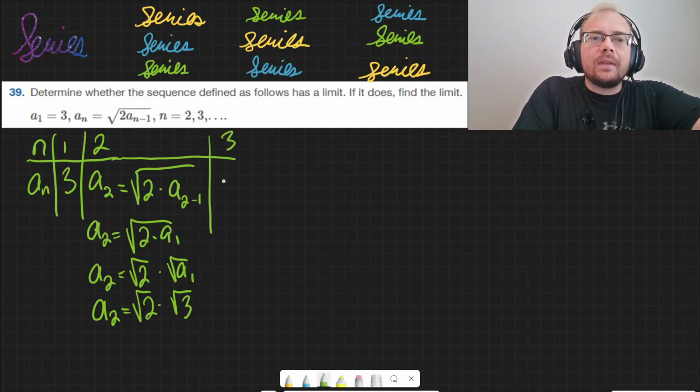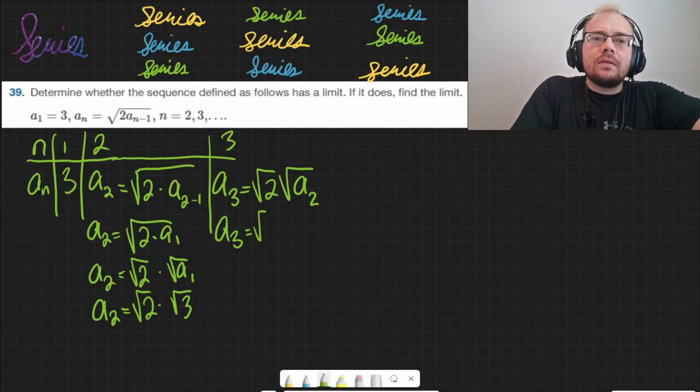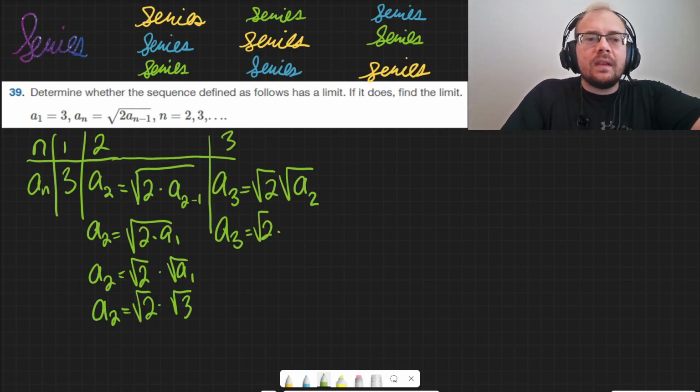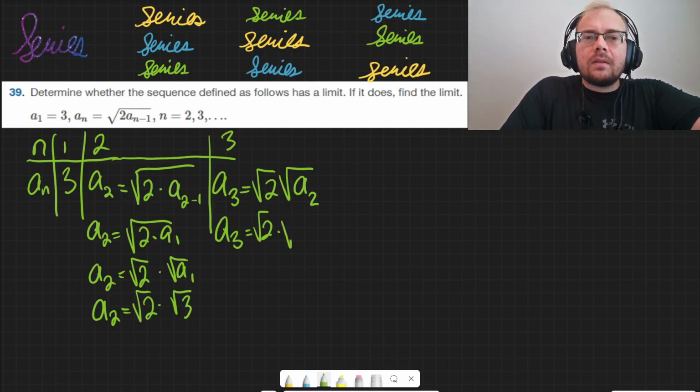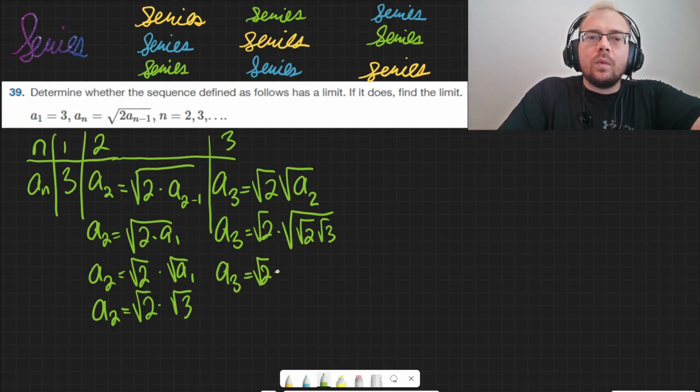What about 3? So then a sub 3 is equal to the square root of 2 times a sub 2, right? So the square root of 2 times what's a sub 2? A sub 2 is the square root of 2 times the square root of 3, which is the square root of 6. But I'm going to leave it fairly unsimplified for right now, just so we can start looking for patterns. So we'd have this, which is this times the 4th root of 2 times the 4th root of 3.